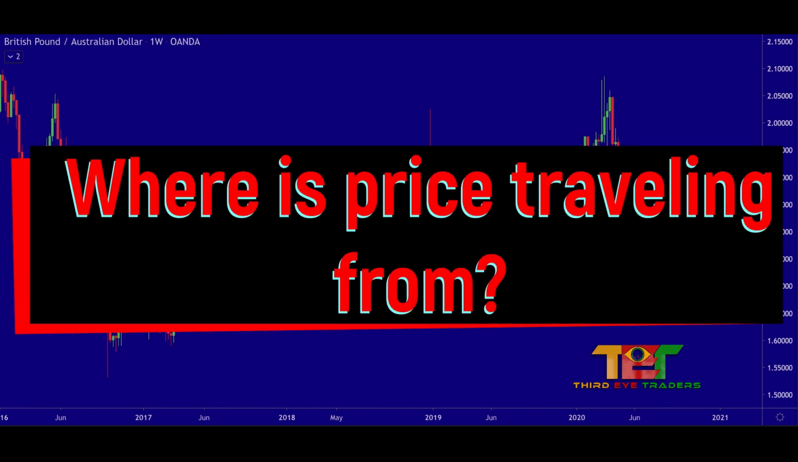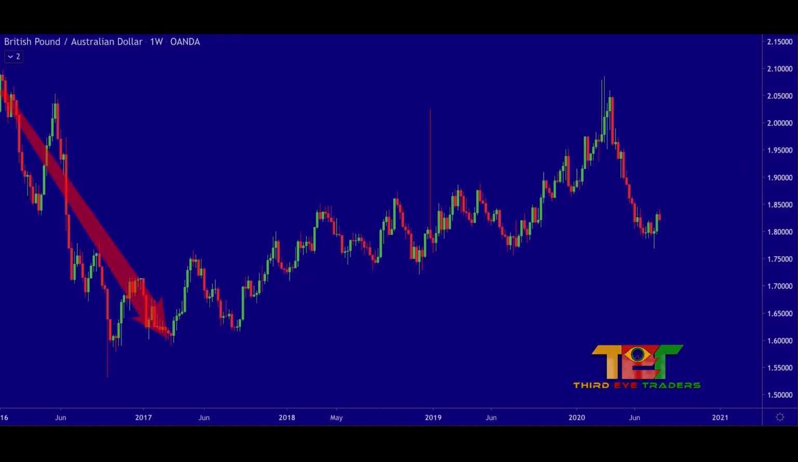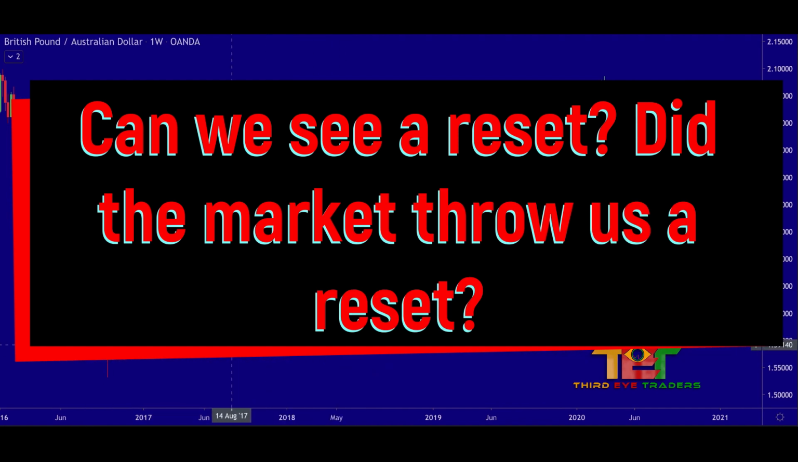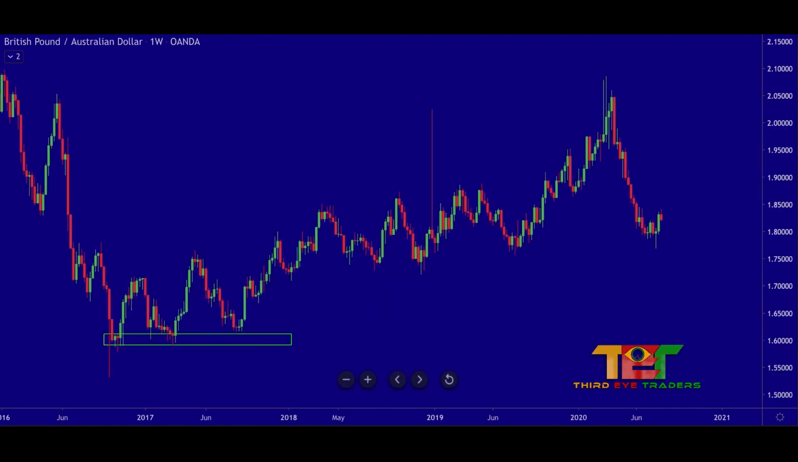The first thing we're going to ask ourselves is, where's price traveling from? Now we see price is traveling from a downtrend, so we're able to spot the reset that was created. Which leads us into our next question. Can we see a reset? Did the market throw us a reset?